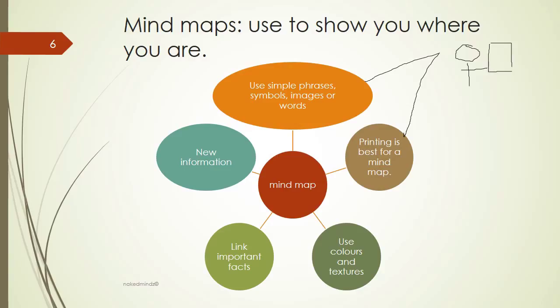Now printing is best for a mind map. Don't use cursive. Colors and textures are a really good idea. So let's put some color on this guy. Should we make him a girl? Yep. And then we can have him painting. There's a tree. I'll never forget the mind map of my painting. Okay, when you want to put new information in it, you just add another piece to your mind map. And there you go. Okay, very simple, very easy.